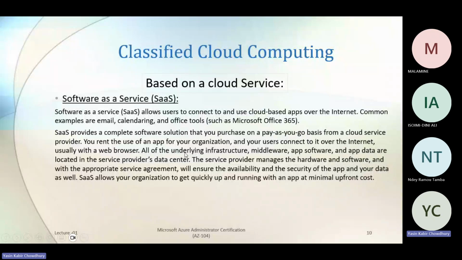It means if you're using Gmail, all our data, our services, everything depends on the Google server. We don't need to think about those things. They will ensure availability and security of the app and your data as well. SaaS allows an organization to get quickly up and running with an app, with minimal upfront cost. Suppose I need an email server. Before, there were a lot of email servers, like Zimbra server, and you had to install and configure it. A lot of work.